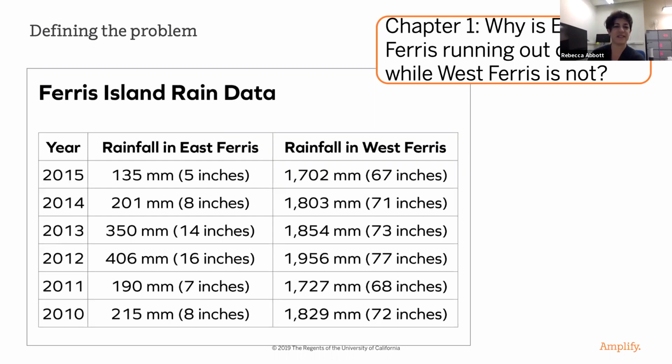Okay, so as people are analyzing this data, I'm waiting for a couple comments to come in. So, drastic difference in rainfall, and West Ferris is receiving a lot more rain than East Ferris.